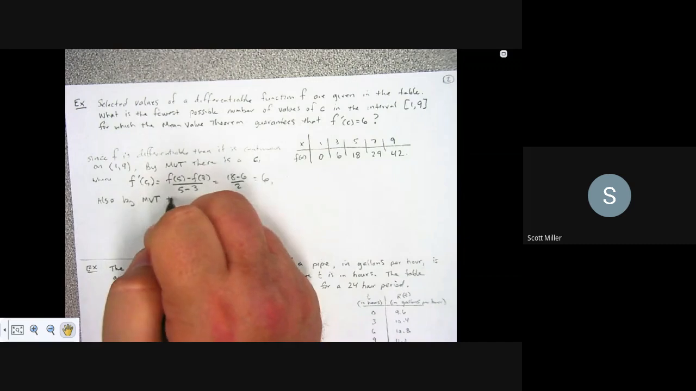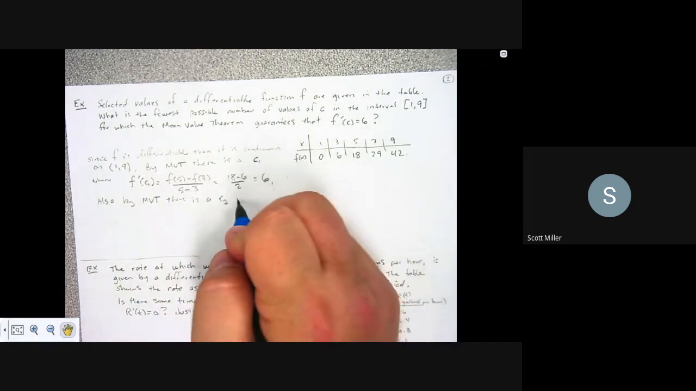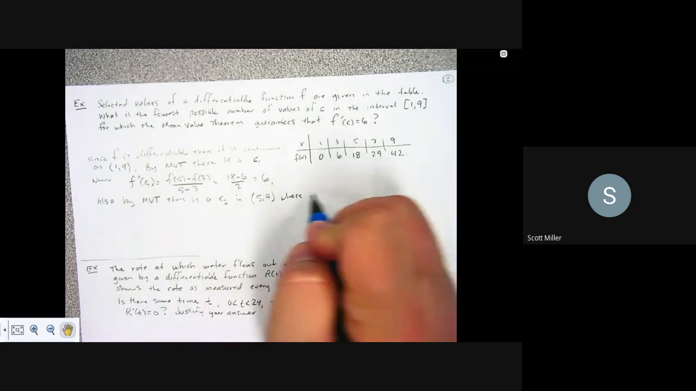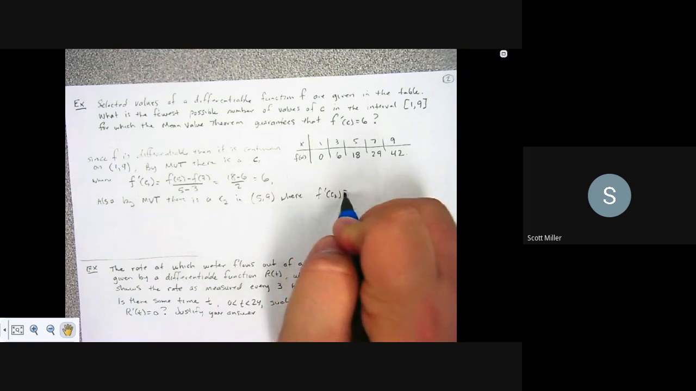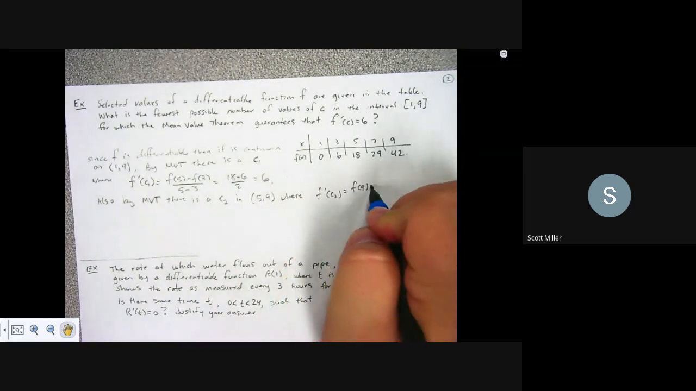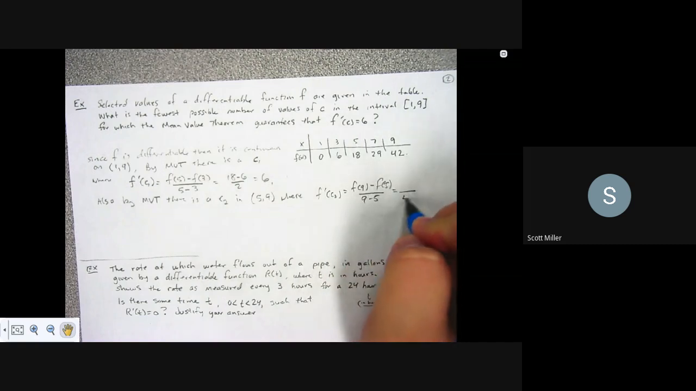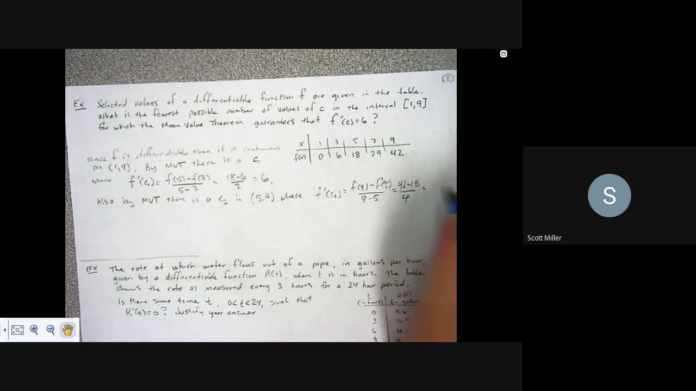Also, by the mean value theorem, there is another C, we'll call C2, in this interval from 5 to 9, where f prime of C2 is equal to f of 9 minus f of 5 over 9 minus 5. So we're going to have a 4 on the bottom. We have 42 minus 18, and that reduces down to a 6. So what is the fewest number of values that we can do? There are 2 of them.